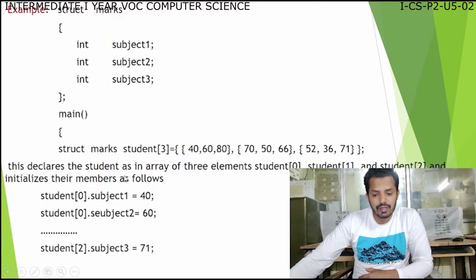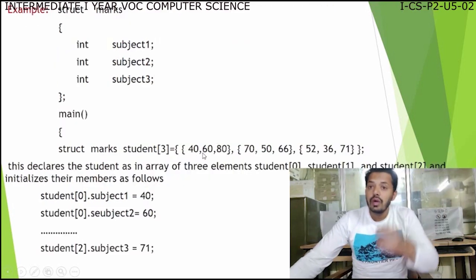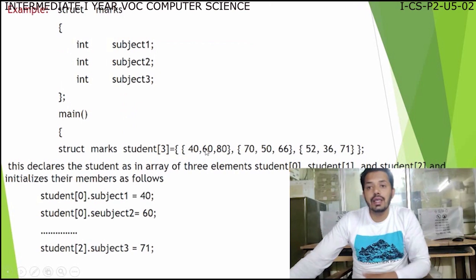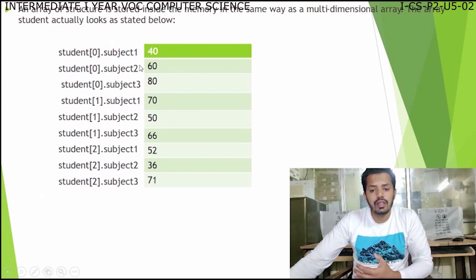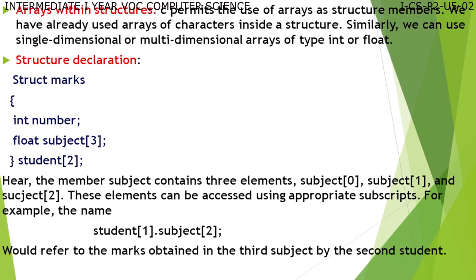Like this, the marks will be obtained according to how you are initializing the array. Like this, you can initialize an array of 3 students, and you can initialize 4, 5. Like this, you can initialize in multiple ways in an array of structure. Now, next topic, arrays within structure.